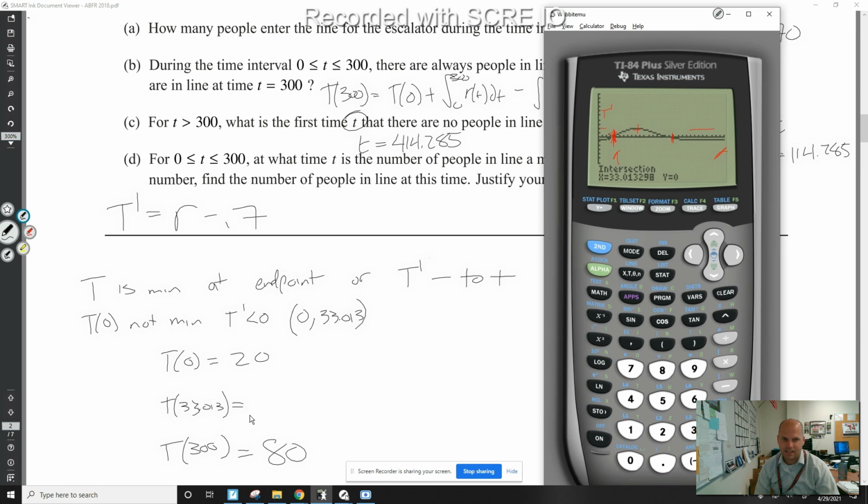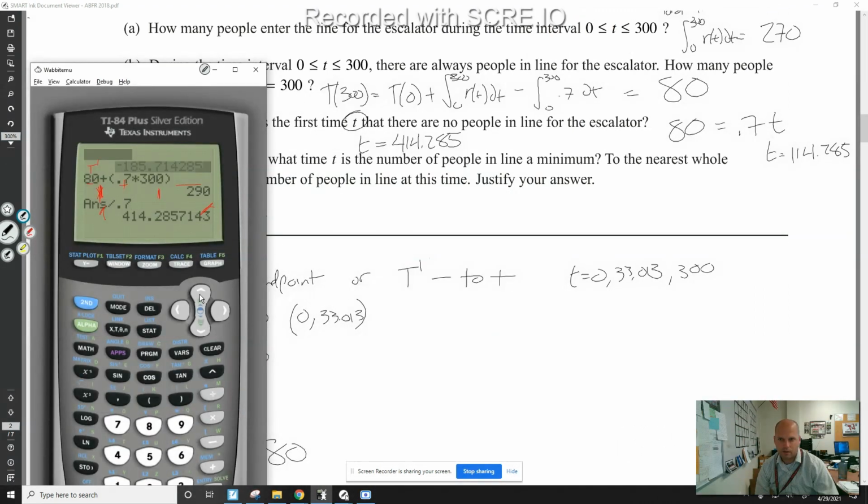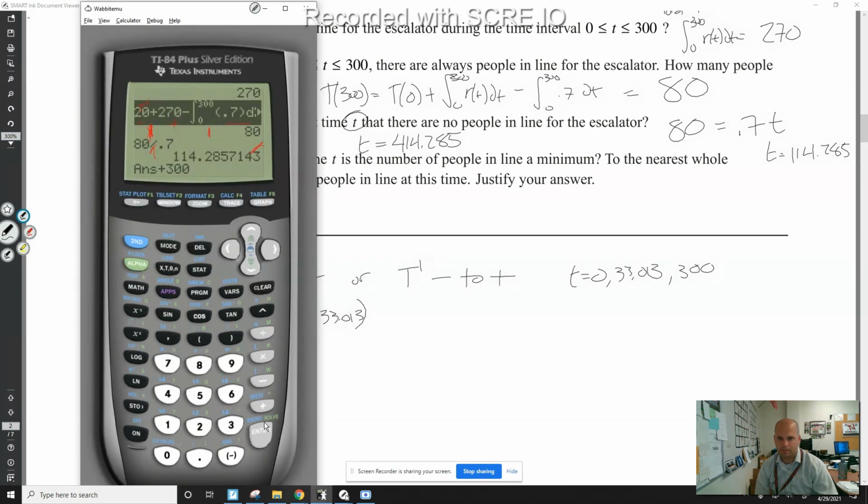I know for a fact that this is going to win because I'm going to decrease from 20 to get to here, and then I end up at a larger value, because 80 is larger than 20. So let's find the value. Did it up here, right? There you go. Grab that. I need that too. That's the most important part.